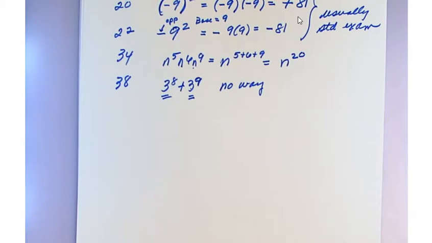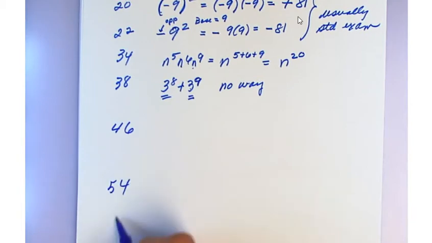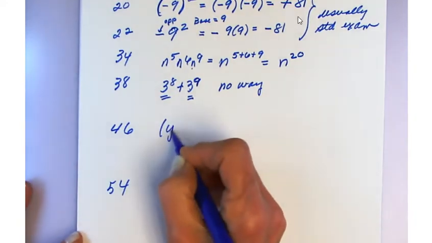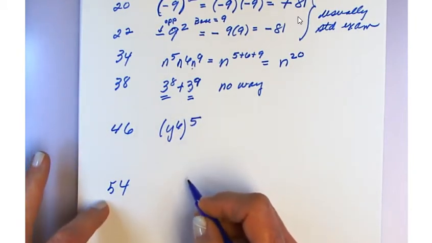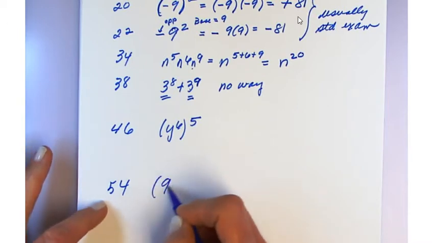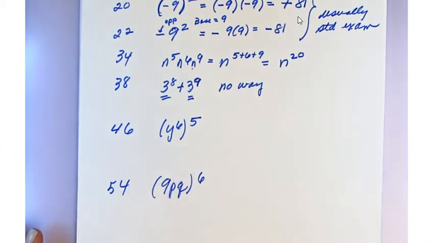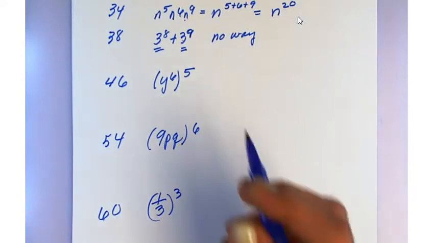Looking on down, I'm looking at 46 and 54 and 60. This is the only way it's working for me here. And this is y to the 6 to the 5. And 54 is 9pq all to the 6th power. And number 60 is 1/3 the quantity cubed. So none of these is a stretch for us. They're all things that you would know how to do.